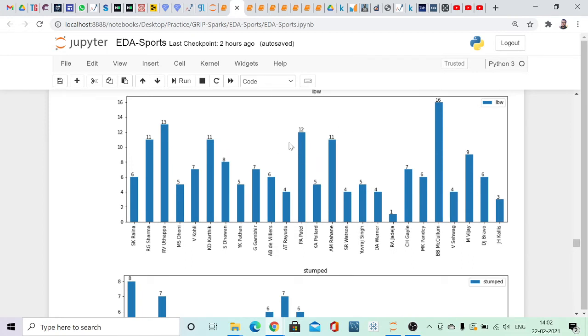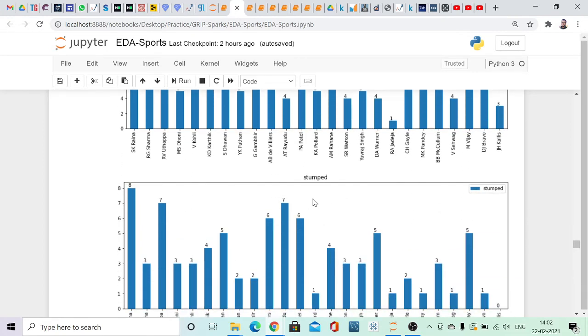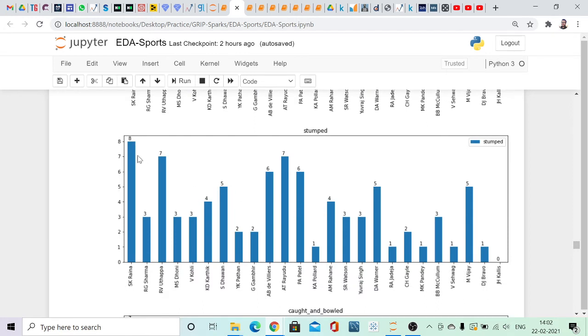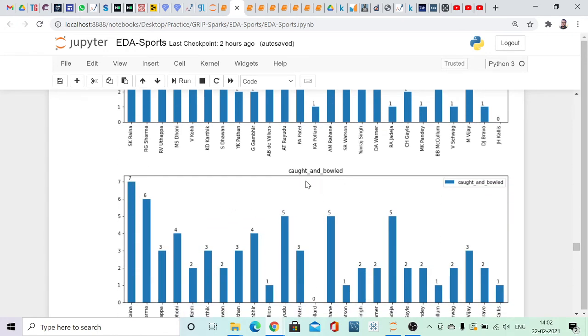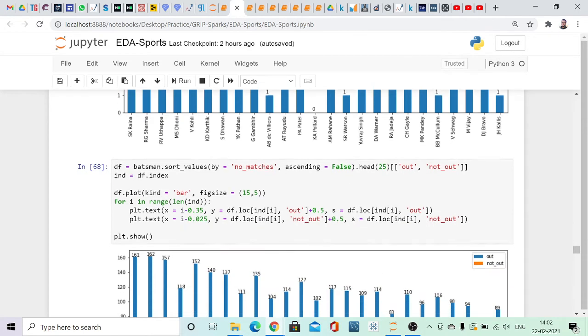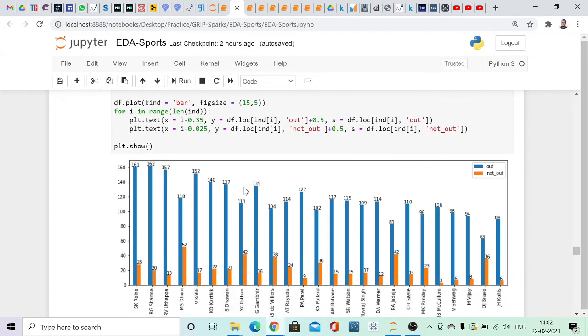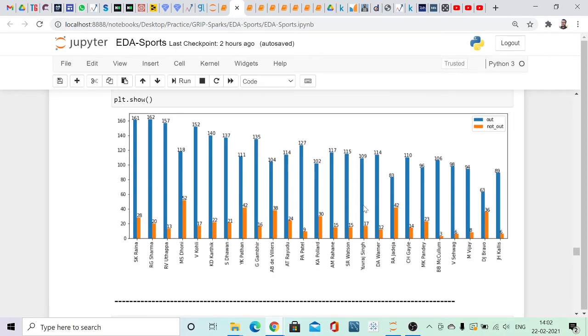The mode of dismissal LBW for different batsmen, whether they have been stumped, like we can see Suresh Raina, Uthappa, Raidu have been stumped many times, that is they tend to move outside the crease many a times. This graph tells about the caught and bowled dismissal. Now this graph tells us about how many times a batsman has been dismissed in the matches and how many times it has remained not out. So we can see like batsmen Dhoni, Pathan, Jadeja, who come lower down the order, have relatively higher not out.